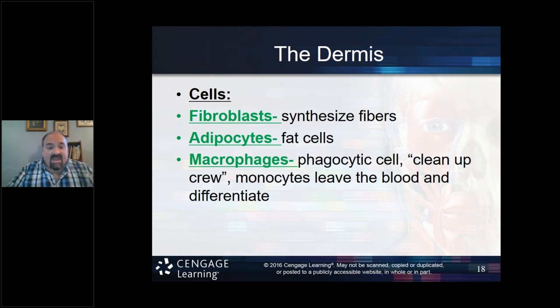Very important. And know that macrophages not only attack cells that are non-self, but they're also the cleanup crew and remove dead or dying cells within the body, okay? Those macrophages can either be moving within the blood or staying stationary in different areas of the body. Very important type of cell.